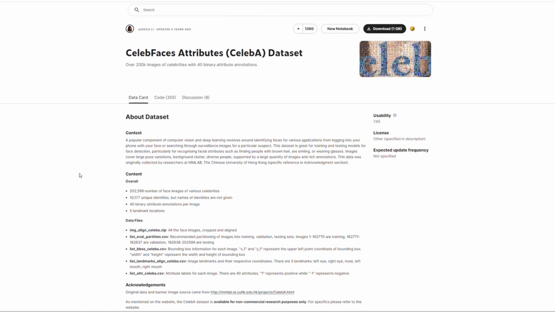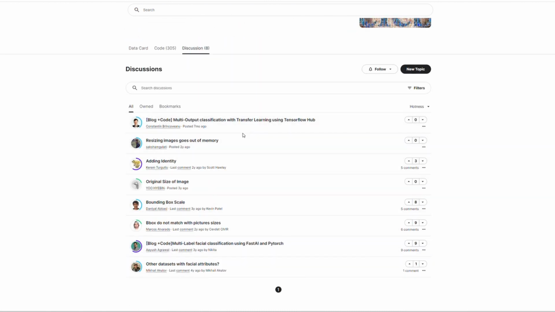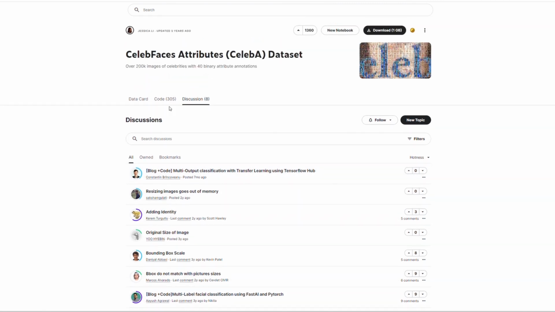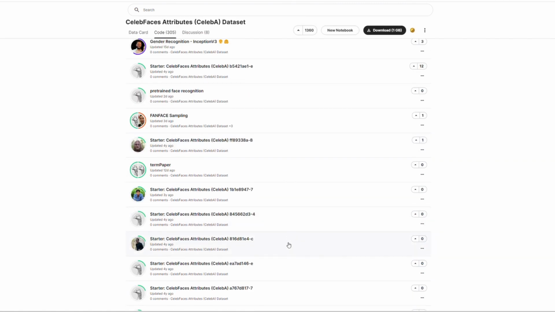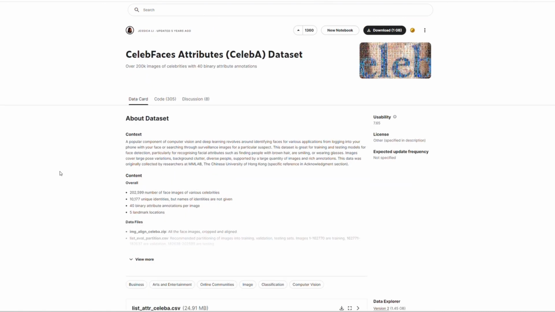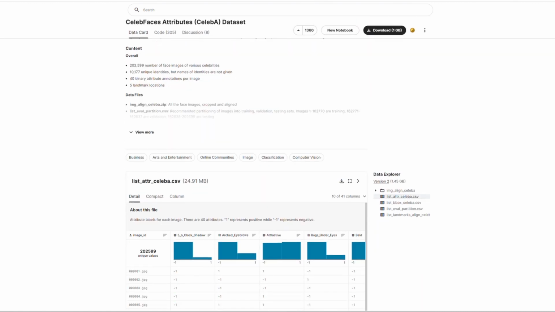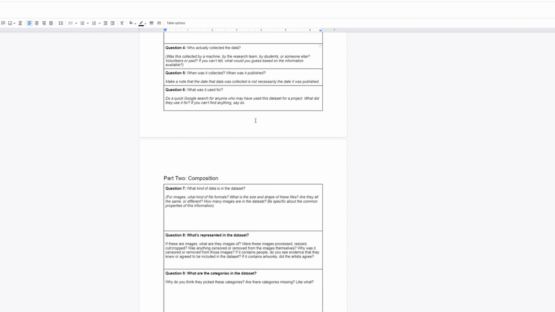Another thing that's kind of fun to look at is the discussions. Who's talking about this and what are they talking about? Maybe there's more information in here. And if you pull information from here, mention it because it takes a deeper dive. And then here's a list of notebooks that draw on that data. So, okay. We have an idea of what it was used for.